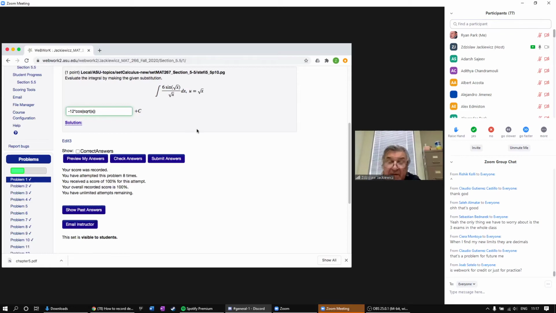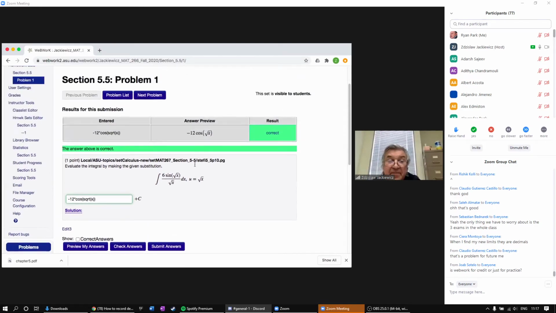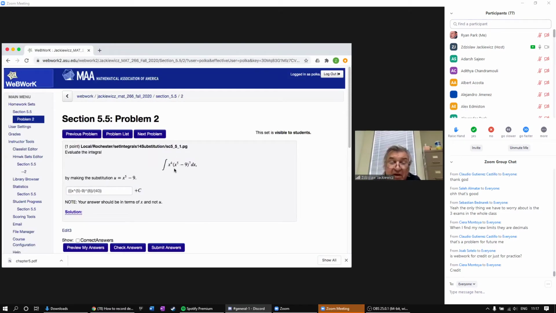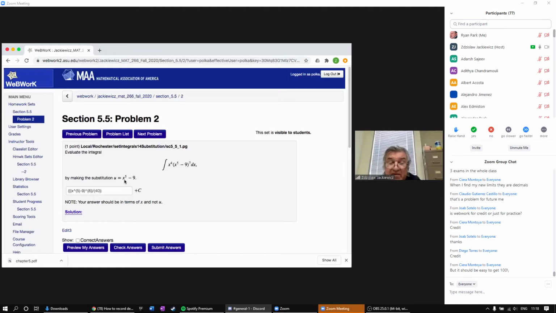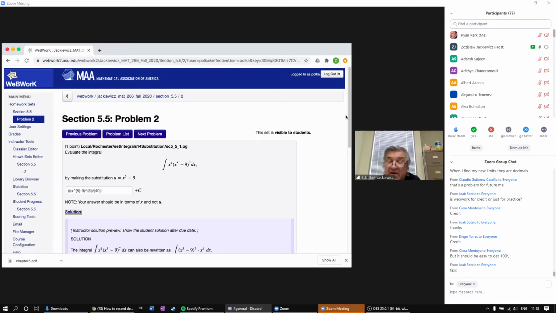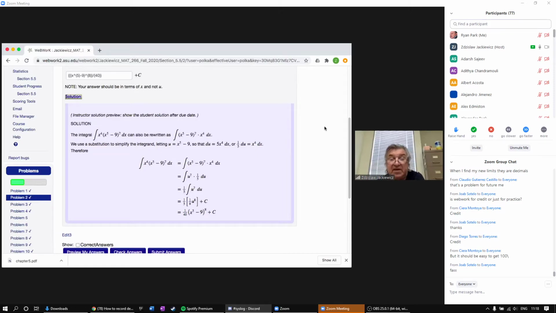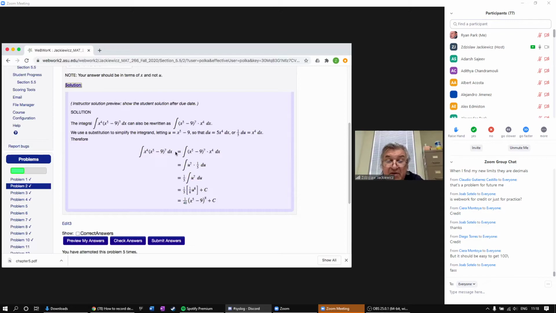Okay, let's check. I'll just be commenting on some of them, and sometimes I use the solution. Here, they suggest x to the 5 minus 9 to be u. Here is the solution. You see, with the substitution, 1 over 5 du is this thing. Then you can integrate, and the answer is here.